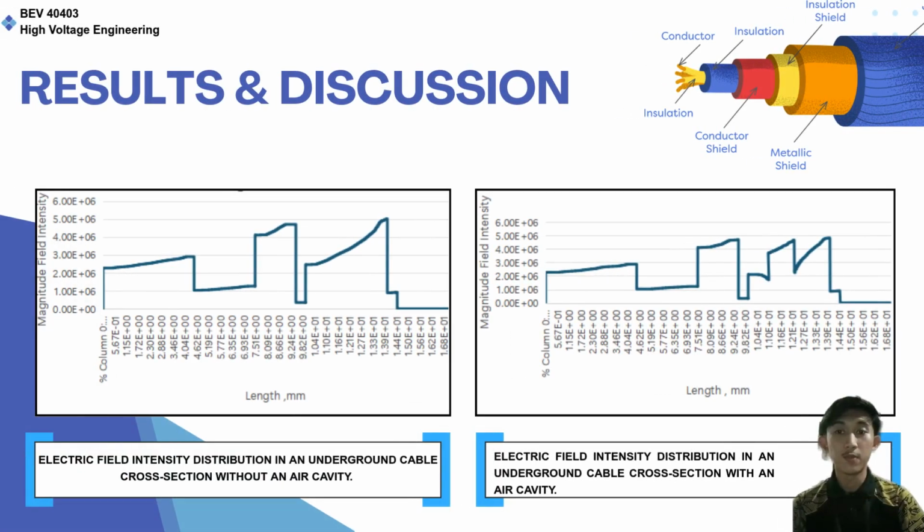Moving on to the comparison, this slide shows the electric field intensity graph for two different simulation setups. If we compare both graphs, they look similar because both have a sharp drop and a sudden spike where the cavity is located. However, the main difference is the peak value. The graph on the right shows a slightly higher maximum electric field intensity compared to the graph on the left.